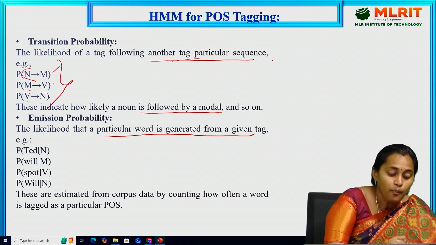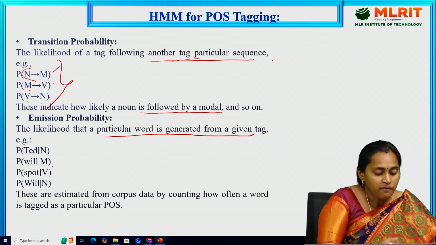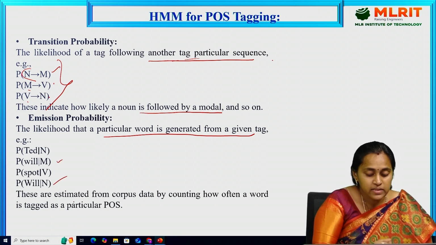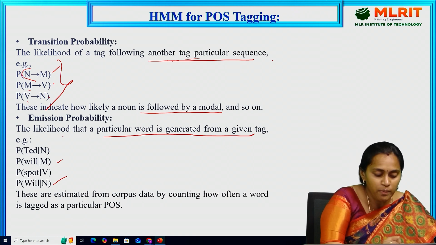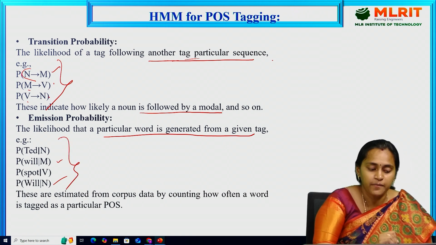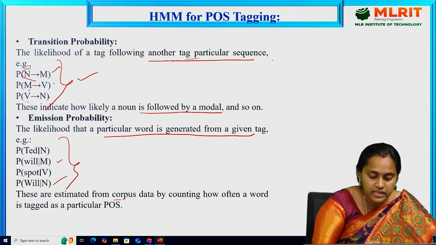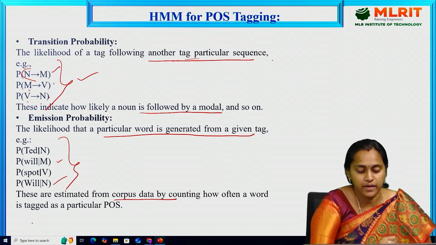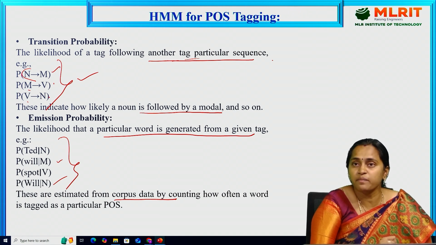Let's see. Probability of Ted is noun, right? Will is the modal. Probability of spot is a V. Here will is the noun. This is some estimated value. That means the corpus contains this type of data, counting how often a word is tagged as a particular POS, right? This is the transition probability meaning and emission probability meaning.